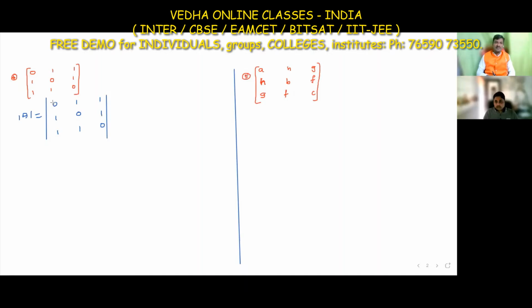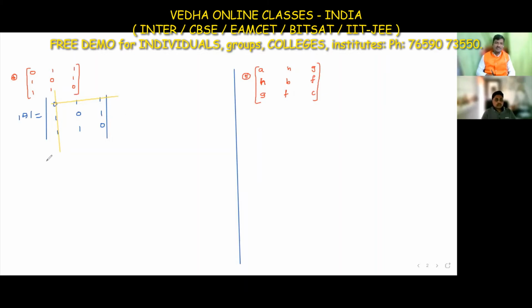Either we expand along the first row or first column, any row, any column. Mostly we expand along the first row. Whenever we are expanding along the first row, we close the first row and we close the first column. When we close the first row and first column, what are the elements left? Check that and write it.